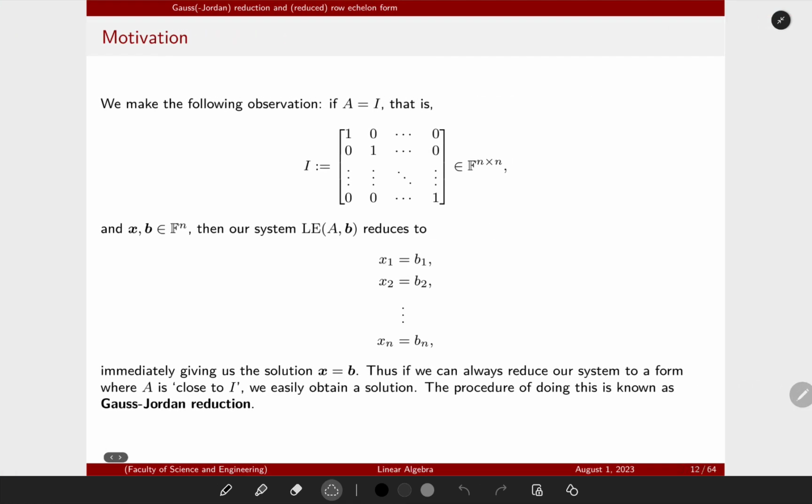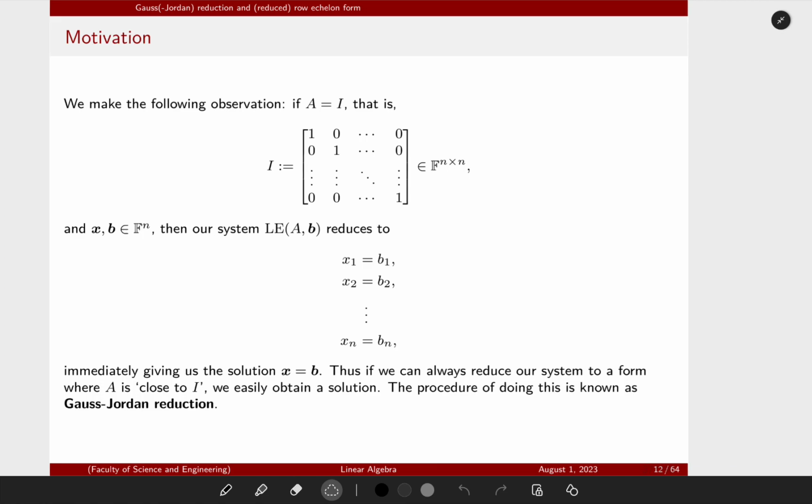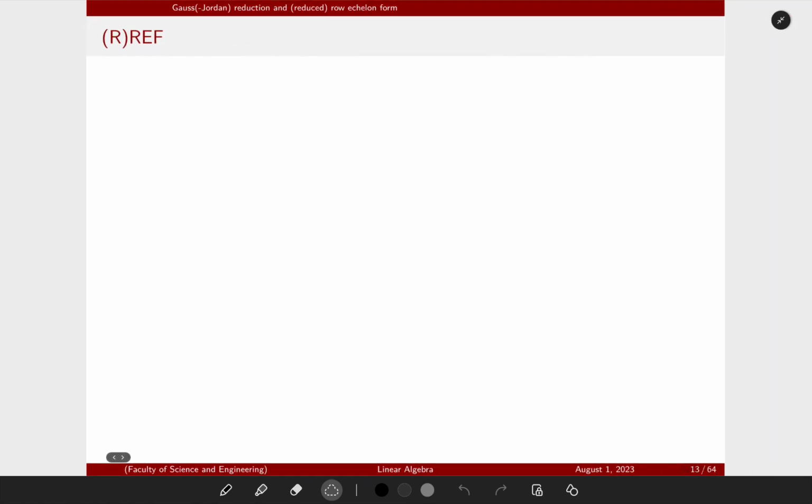So in some sense, if we can reduce the system to a form where A is close to I, so we have a lot of zeros and only a few ones, it's very easy to obtain a solution. And the procedure of taking our coefficient matrix A close to I, in quotation marks of course, is called Gauss-Jordan reduction. So to understand more about Gauss-Jordan reduction, we first want to define the notion of reduced row echelon form and row echelon form. So we need a definition.